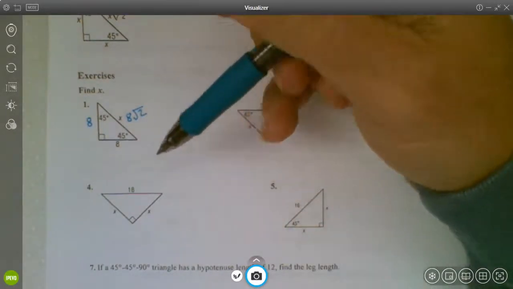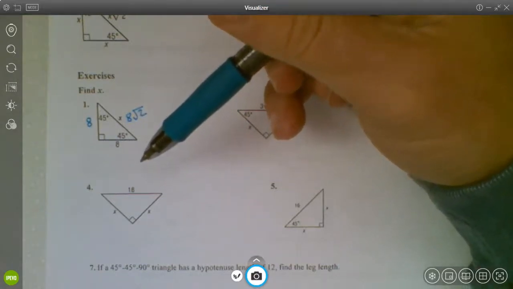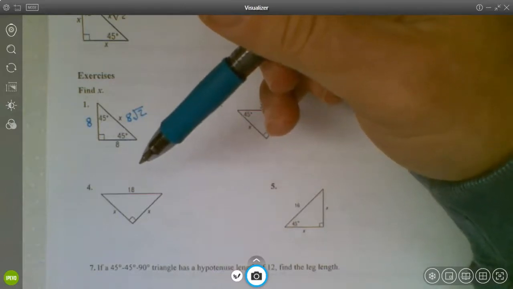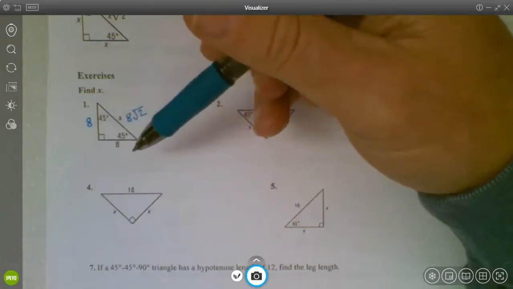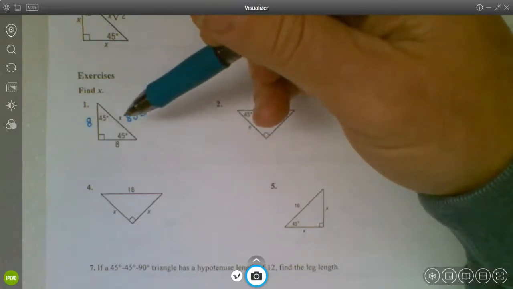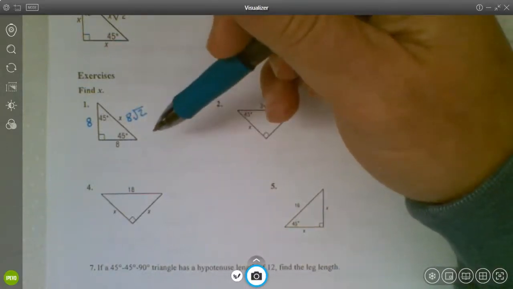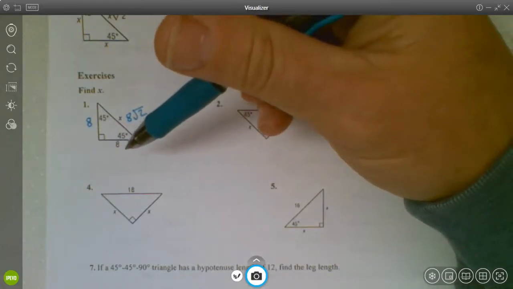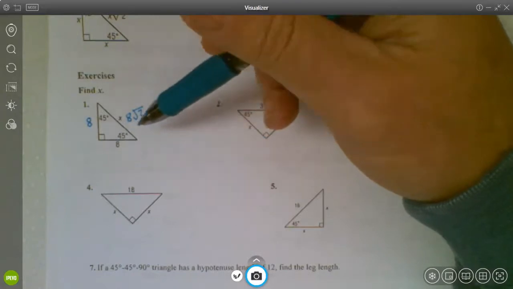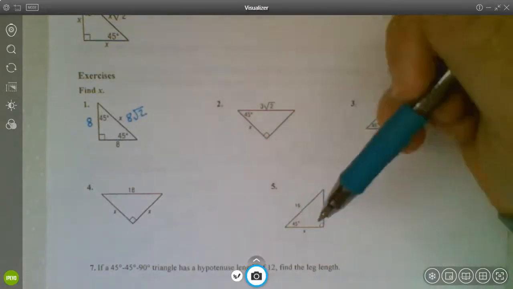Notice, like what I said in the previous lesson about Pythagorean triples, knowing these patterns is really a shortcut. I could have used the Pythagorean theorem to solve for x. I could have said 8 squared plus 8 squared equals x squared, and solved that equation to get this answer. But it is so much faster and easier to just know the pattern of multiplying this by the square root of 2 to get this. Way quicker.